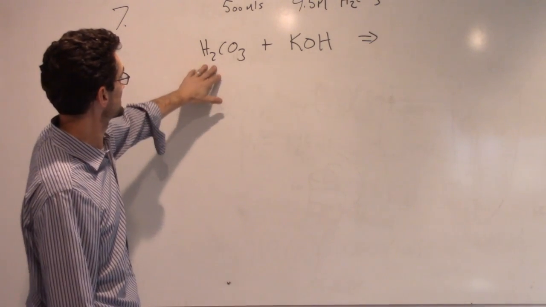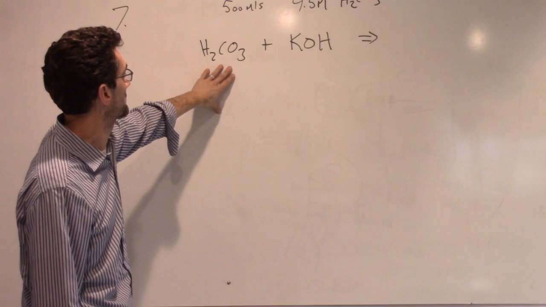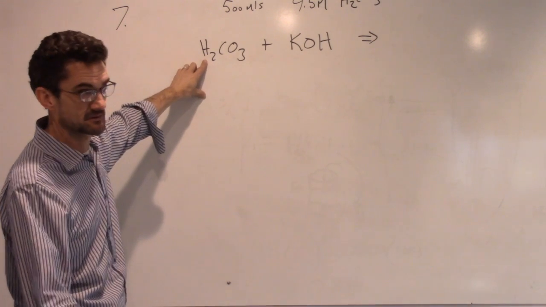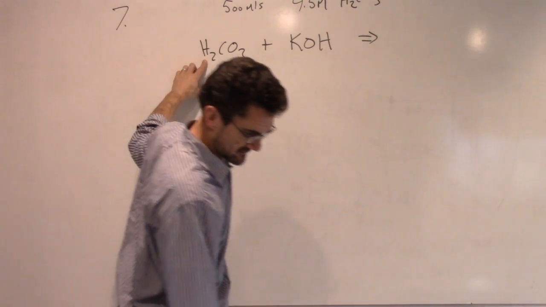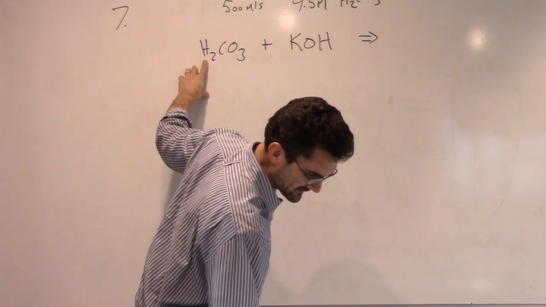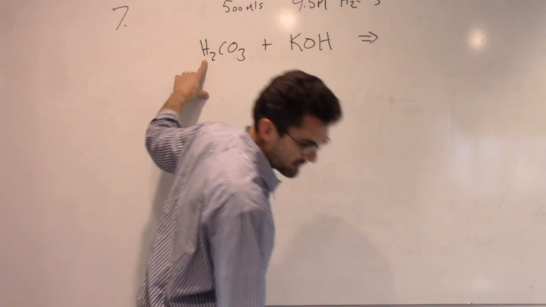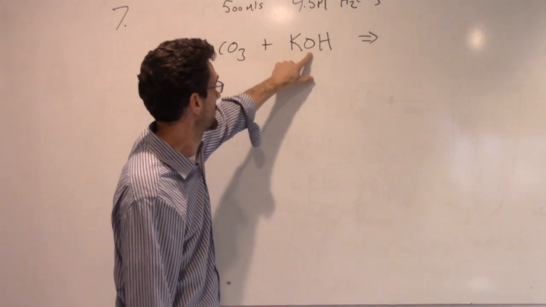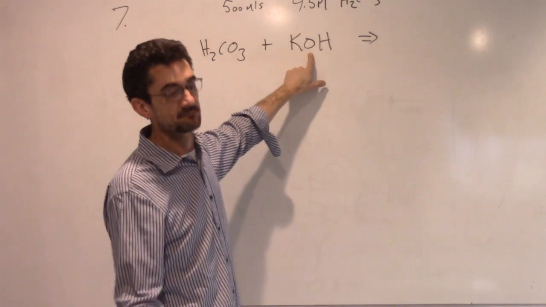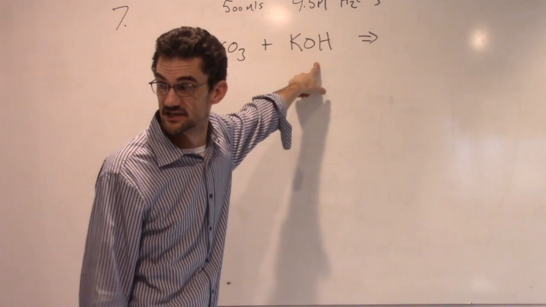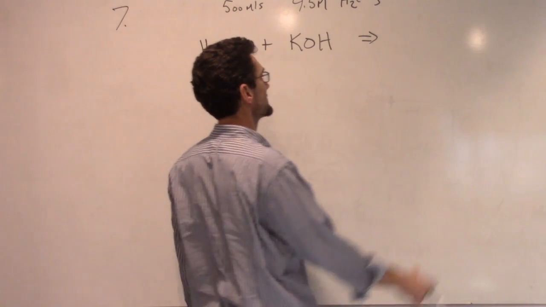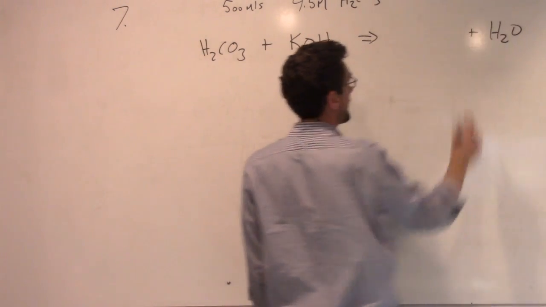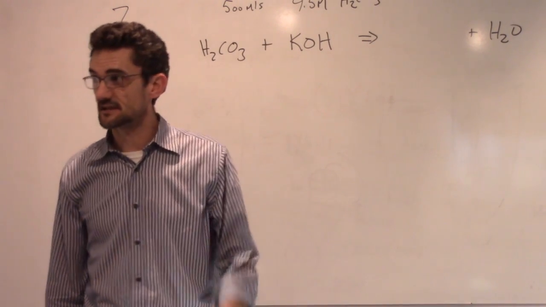We know that that's an acid because it's got a hydrogen out front, and they also called it carbonic acid. So they told us it was an acid, reacting with potassium hydroxide. We know potassium hydroxide is a base because there's OH in it. So it's going to form water and a salt. Here's our water, and we've got to figure out what this salt is going to be.